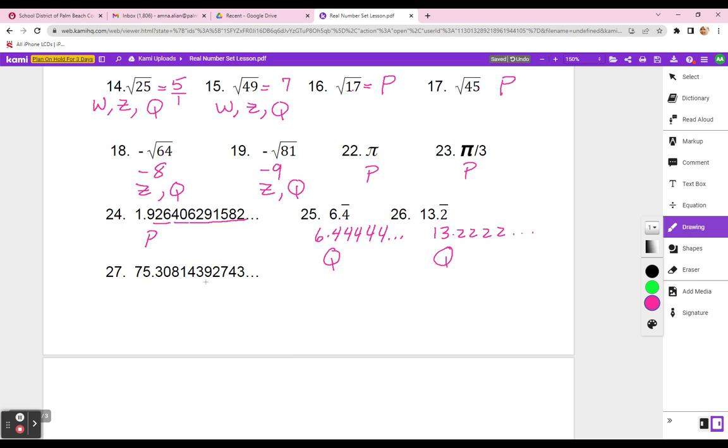This is not a repeating decimal. You see how the digits are different each time? And it goes on and on and on. It does not terminate. So this is irrational. So if a number is not a repeating number and it doesn't terminate, it is irrational.